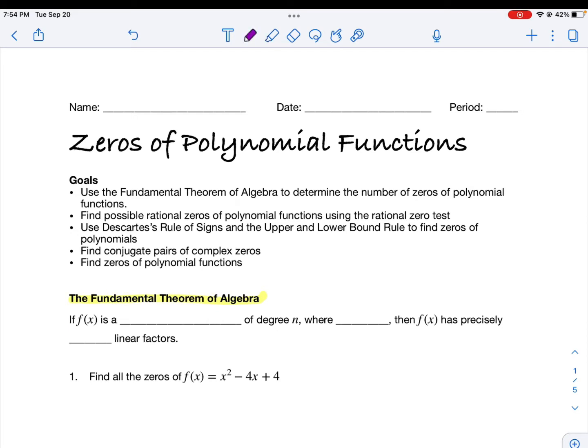So the first thing we're going to do is something called the fundamental theorem of algebra. It says that if f of x is a polynomial, and that's what we've been working with in this chapter, of degree n, and of course for it to be a polynomial, n needs to be greater than 0, then f of x has precisely n linear factors. So that tells me whatever the degree of the polynomial, I can write the function with the same number of linear factors, or factors with x to the 1 power. So this is a quadratic, and so I can rewrite this so it has 2 linear factors.